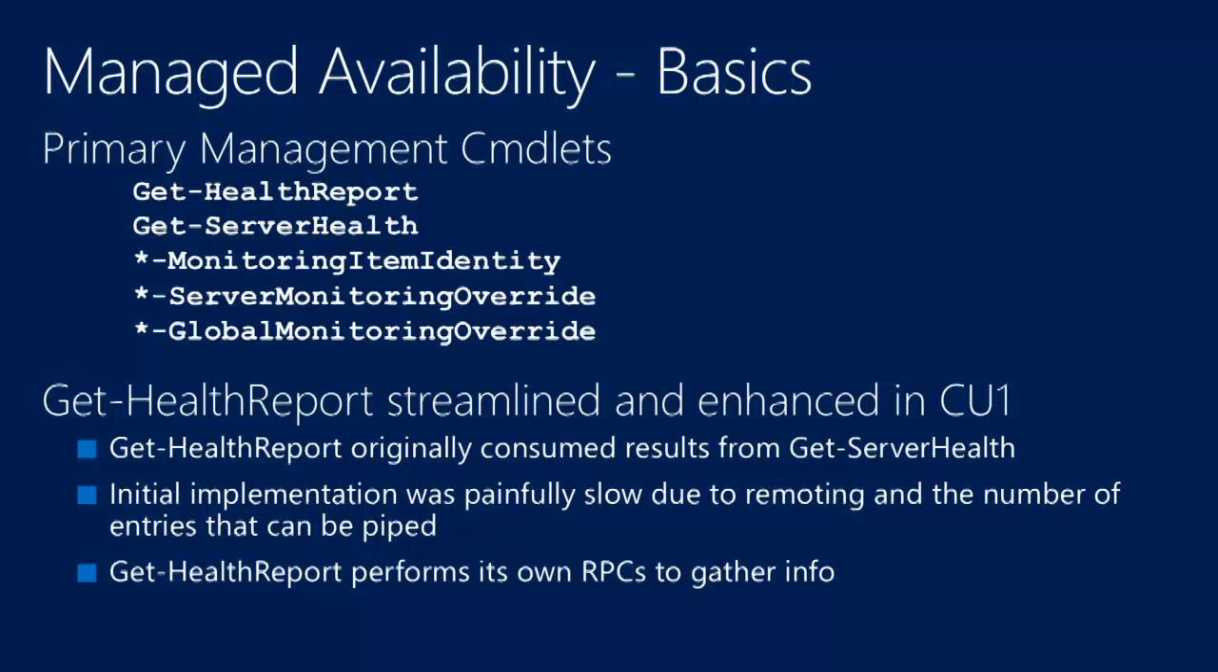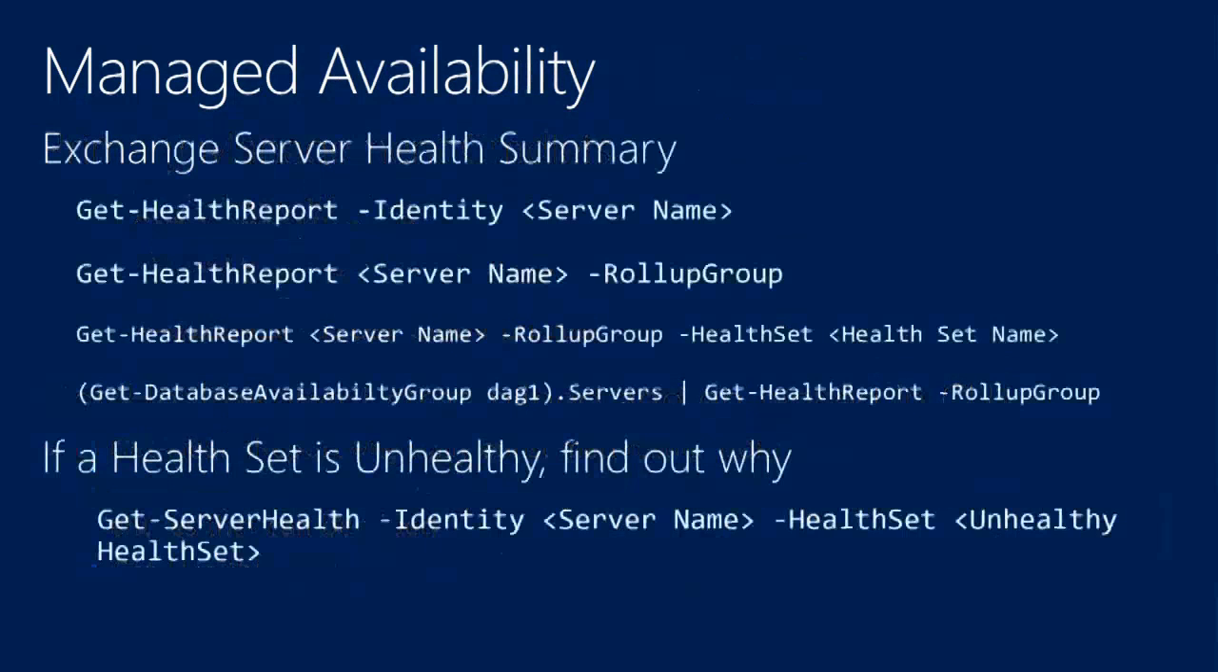So we do have some management cmdlets. These are really the only ones that you'll ever use: Get-HealthReport, the server health ones, the monitoring identity, and the overrides as well. Again, download the managed availability session from earlier, and you'll get a lot of this stuff. But the primary thing I wanted to show you is some examples of how you can get some health information out of your servers. We did post a blog post yesterday on the Exchange Team blog that talked very basically about how to do this stuff and had a couple of these examples.